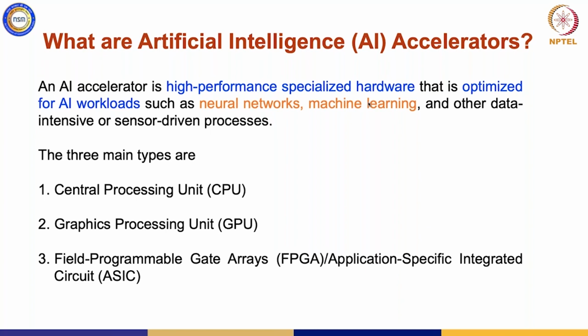If you classify it, there are three main types of artificial intelligence accelerators. You have a CPU, you have a graphics processing unit or GPU, and then you have field programmable gate arrays or ASICs as well. So these are three areas or devices with which you can work for your AI workloads.